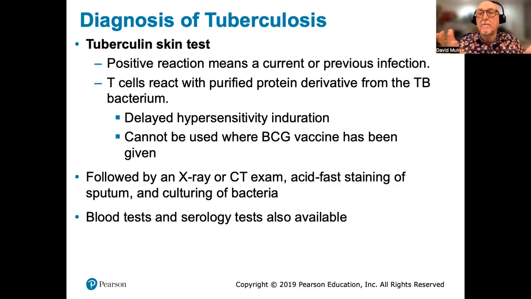So for a start, this is one reason why in the United States they don't administer the BCG vaccine. I can't have this tuberculin skin test because I had the BCG vaccine, and probably because I'm from Africa, I have probably been exposed to tuberculosis. The actual diagnosis needs to be made by X-ray, computerized tomography, and then also the classic way is to get a sputum sample and test for acid-fast staining bacteria.